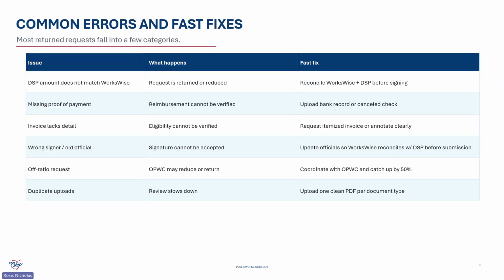So here's a few common errors. Most times when we return a request, it falls into a few familiar categories. The disbursement signature page doesn't match WorksWise. Proof of payment is missing. An invoice doesn't give us enough detail. The signer is outdated. A request is off ratio, or duplicate documents make the record unclear.